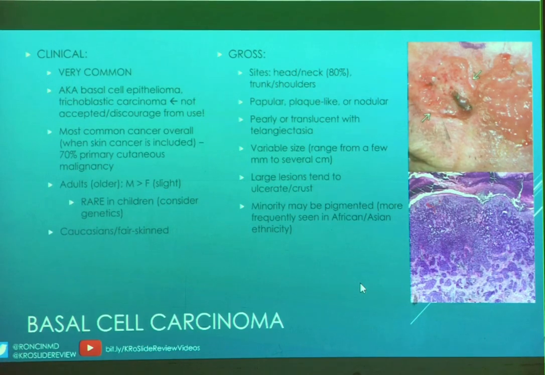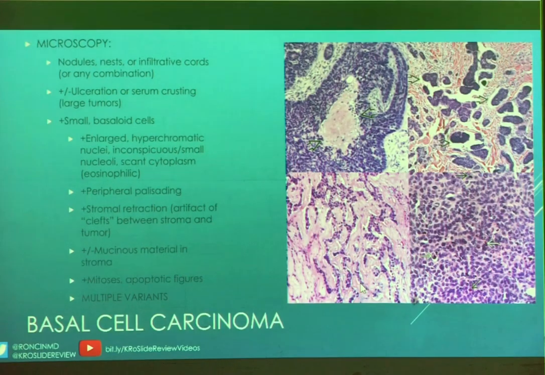So the example that I have on the right is kind of a combination of our first and second case, actually, for the subtypes. On microscopy, you're going to have nodules, nests, infiltrative cords, or any combination thereof. You may or may not see ulceration or serum crusting. Our case had serum crusting. They are very small basaloid cells, which means they're very blue. They are often enlarged with hyperchromatic nuclei and can have inconspicuous or small nucleoli and scant eosinophilic cytoplasm. Peripheral palisading is also a feature that you want to look for, so again, that's where you have that picket fence lining of the areas of the tumor.